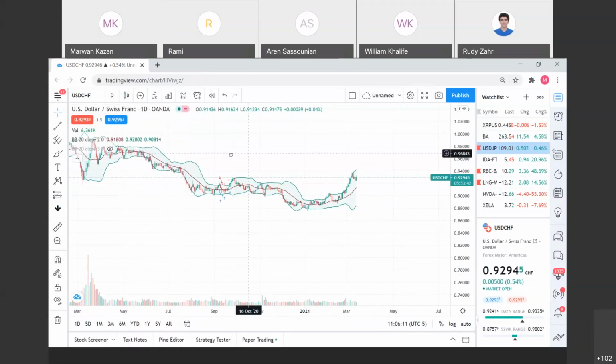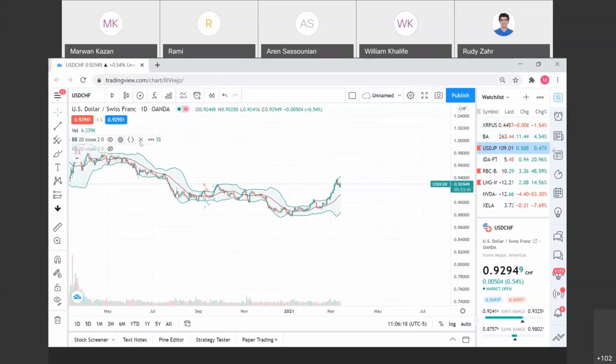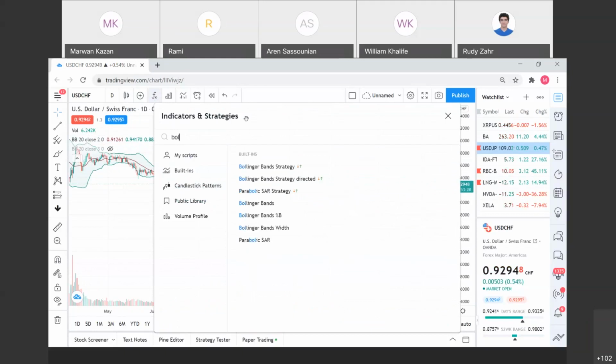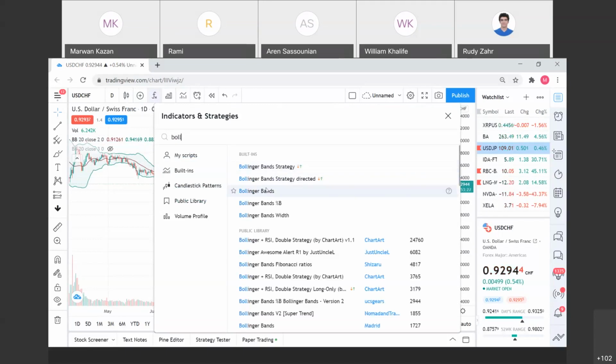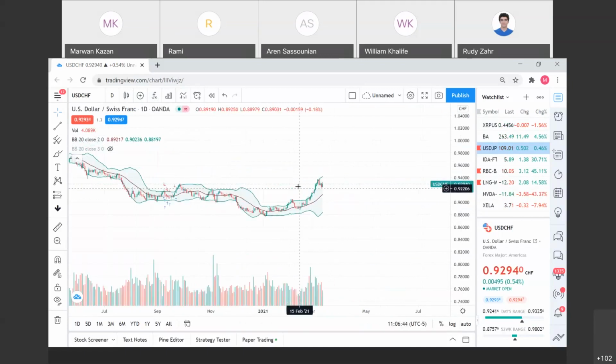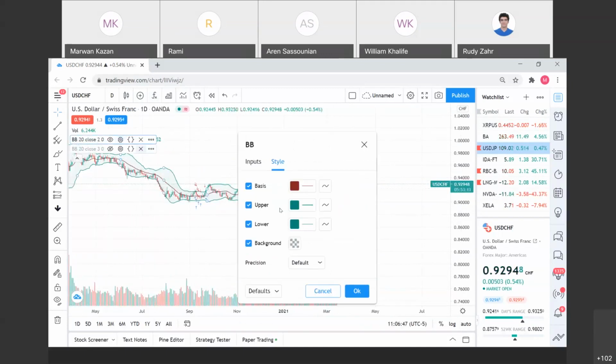Let's start with indicators. We came here to the indicators and strategies. We talked about Bollinger Bands, so let's search for Bollinger. The normal Bollinger Bands one. If you click on it, you will get this. If you click on the settings over here, you have some inputs, like deviation and length. Leave the length at 20. The standard deviation we're going to talk about.